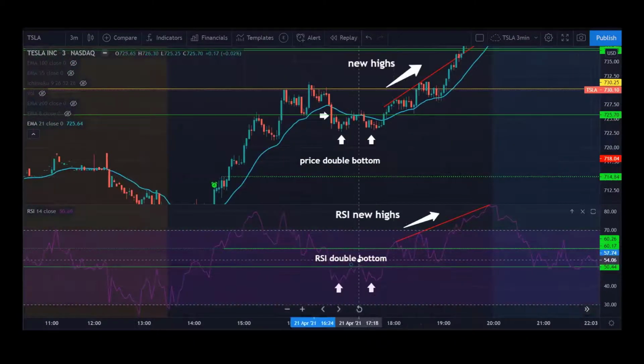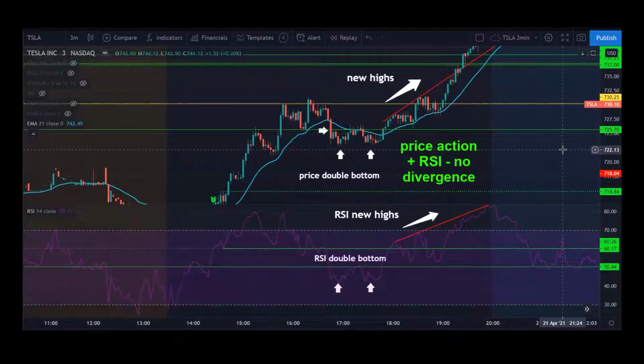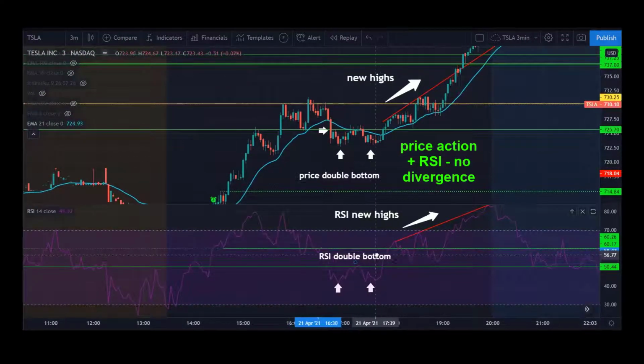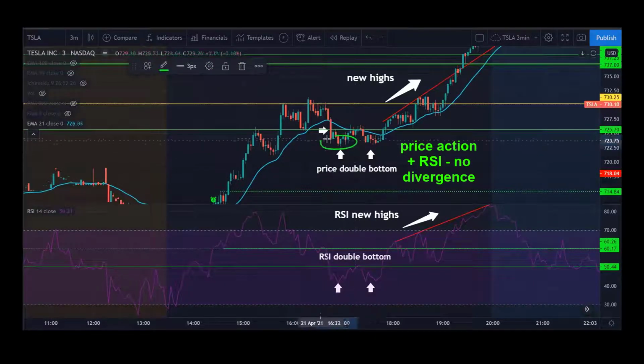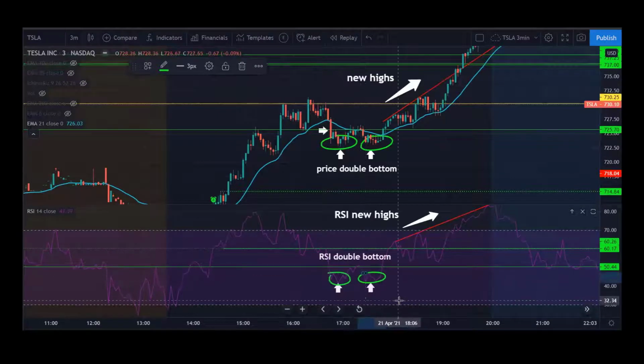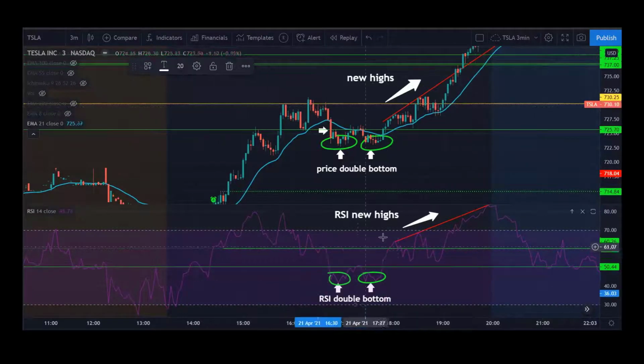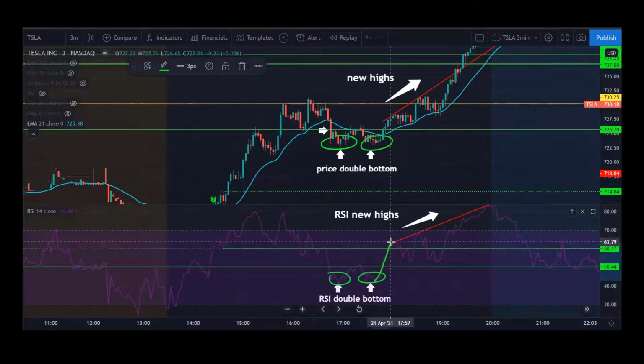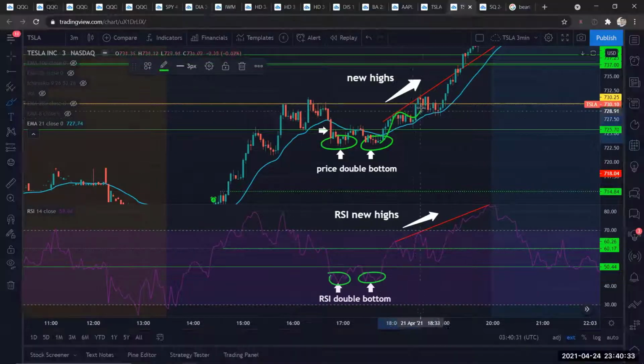Now, here is another example of how RSI and price action is healthy, because over here you have price making a double bottom while it's also making a double bottom on the RSI. So price and RSI are lined up and they're in sync, which is what you would want to see for continuation higher. After it makes the double bottom, you see that RSI breaks up and starts to climb higher, and also price does the same. So it's matching together. That's a healthy look.